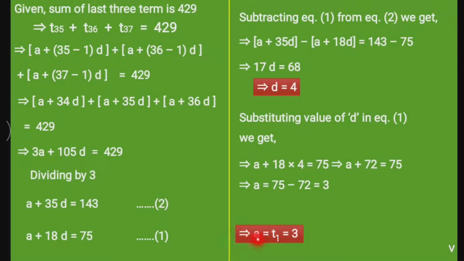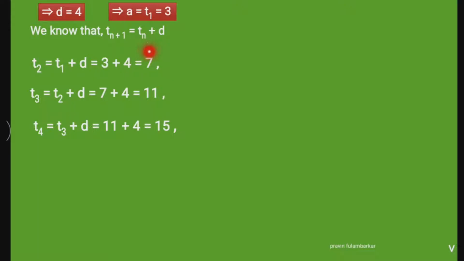So from this A equals to T1 equals to 3, which is first term. Now we have to find the next terms. So we write here Tn plus 1 equals to Tn plus D. So from this we get T2 equals to T1 plus D. T1 we calculated 3. So 3 plus 4 we get 7. Similarly for T3 we write T2 plus D. So we get 7 plus 4 equals to 11. And T4 equals to T3 plus D. So we get 11 plus 4 equals to 15. So these are the terms.